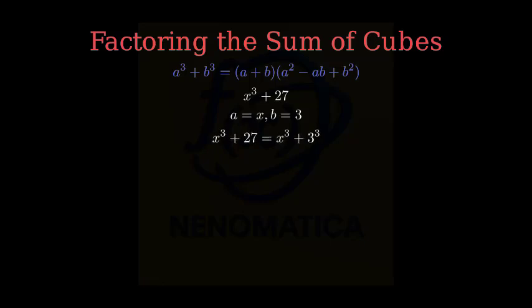First, we can rewrite x cubed plus 27 as x cubed plus 3 cubed. Next, using our formula, we get x plus 3 times the expression x squared minus x times 3 plus 3 squared. Simplifying further, we get x plus 3 times x squared minus 3x plus 9.